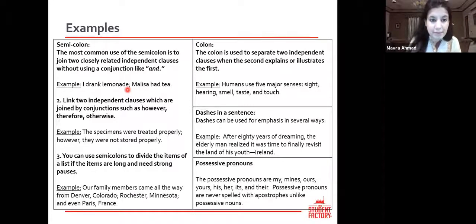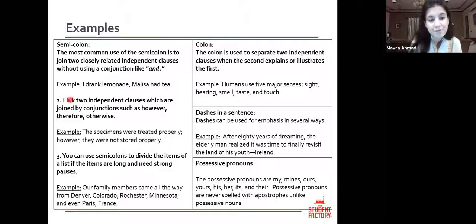Let's look at the example. I drank lemonade; Melissa had tea. Now here the semicolon in the middle is showing a relationship between the two independent clauses, and of course it's also showing that there is no conjunction in between them. However, we can make good use of the semicolon to join these two independent clauses without a conjunction, without a connective, right?